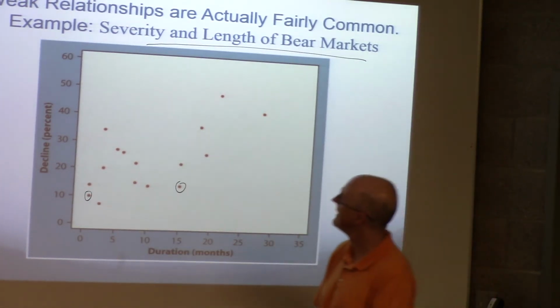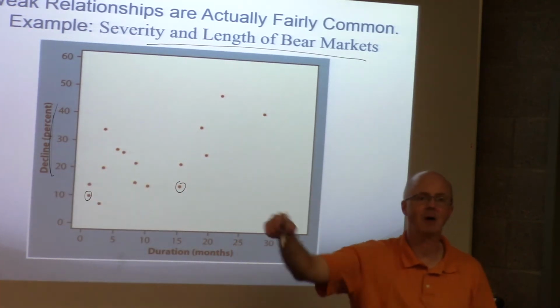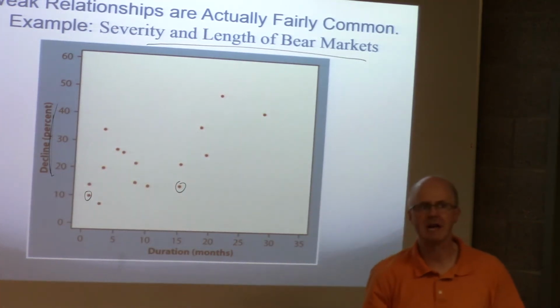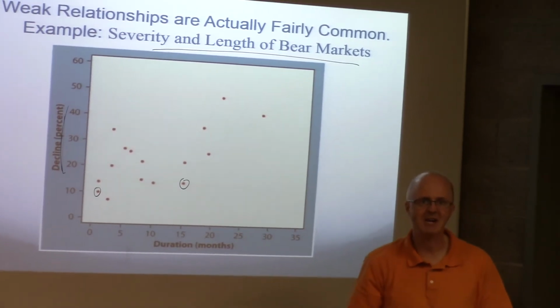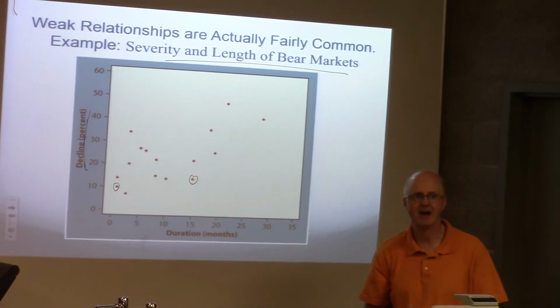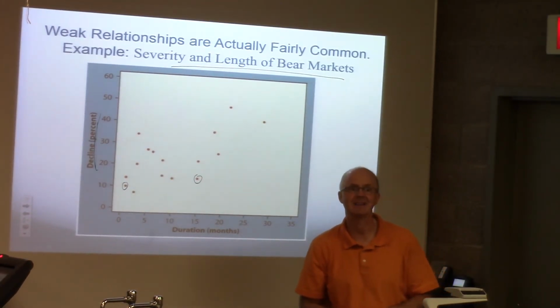Severity: how bad was it? What's the decline as a percent? How much did the market go down? For example, in 2008, when the stock market crashed, if memory serves me correct, I think the bear market was about a 50% decline. It went down by about 50%.